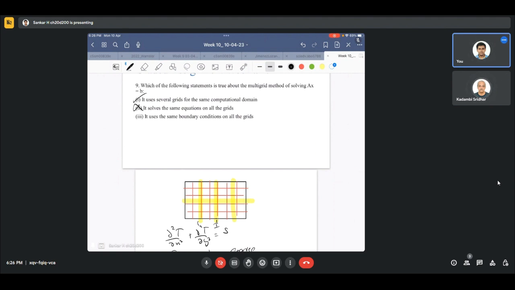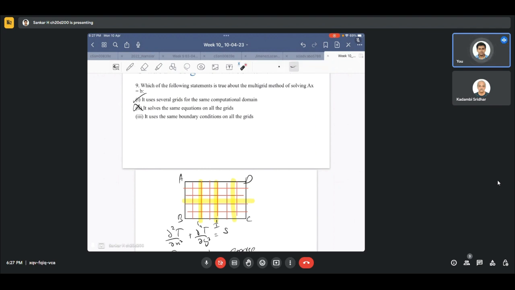Okay. And option 3, it uses the same boundary condition on all the grids. That statement is actually true, as we do put these elements, although we are solving at a coarser grid or finer grid, we are saying that the boundary condition effectively remains the same. Let's assume that this is A, B, C, D given like this.